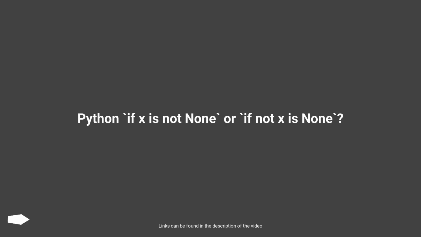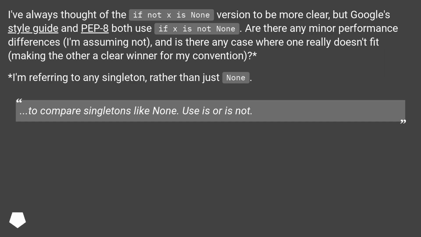Python: if x is not None or if not x is None? I've always thought of the if not x is None version to be more clear, but the Google Style Guide and PEP 8 both use if x is not None. Are there any minor performance differences?